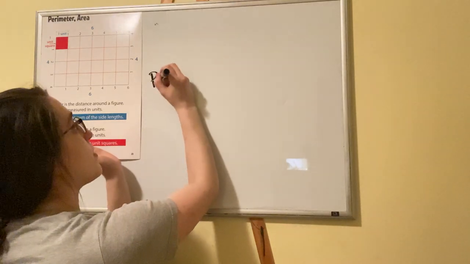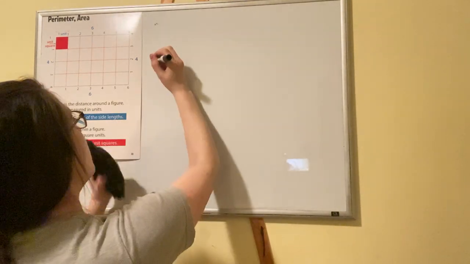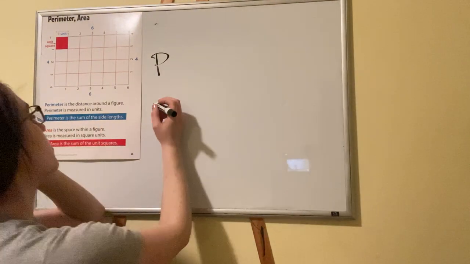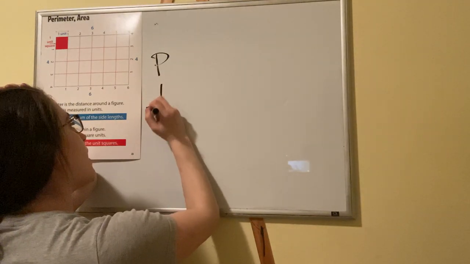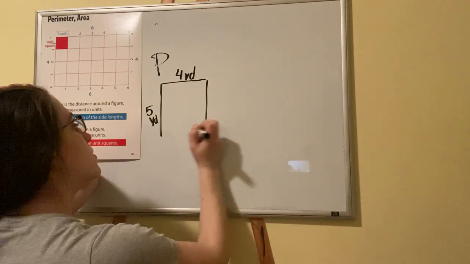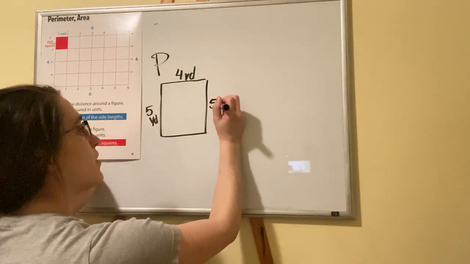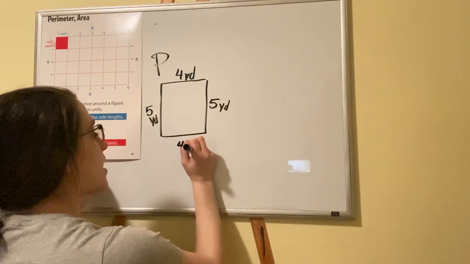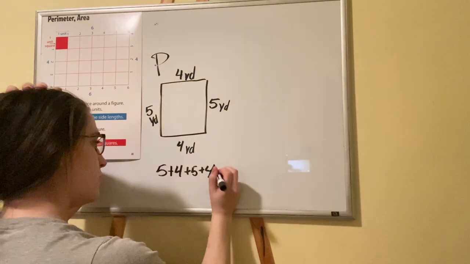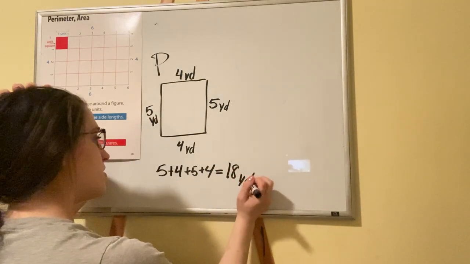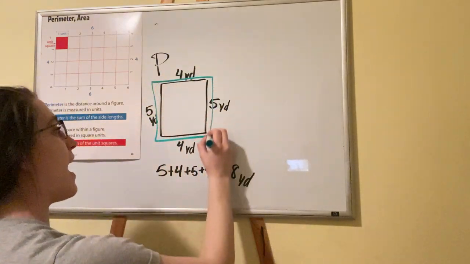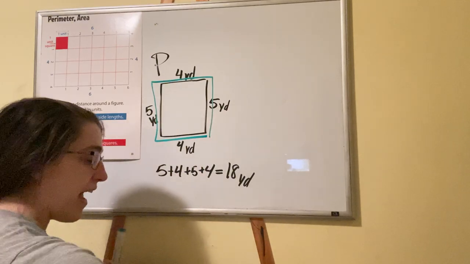If we were talking about perimeter, it would be 5 yards long, 4 yards wide. Okay, this would be 5 on this side. This would be 4 on this side, and you would have added 5 plus 4 plus 5 plus 4 to get you 18 yards. But the thing about that is it's perimeter. It only talks about the outside area.